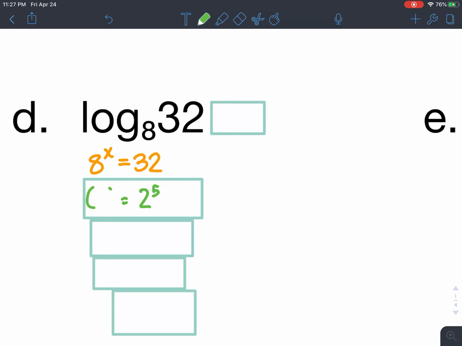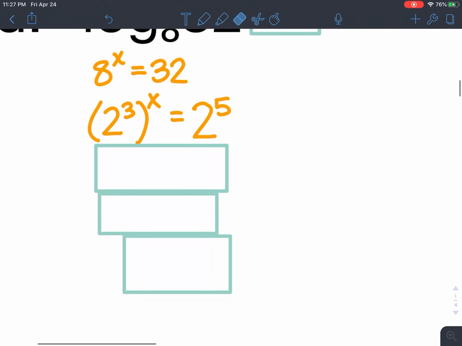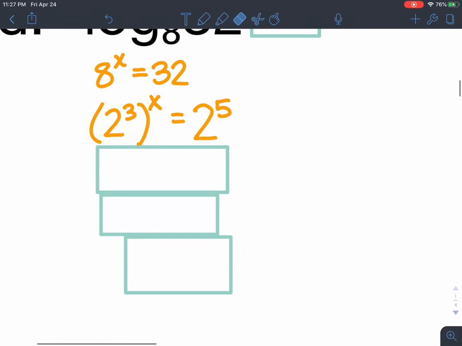And what do we know about 8? 8 is 2 to something also, isn't it? It's 2 to the 3rd. This is going to be helpful because now I'm going to have it in terms of 2's. So now all of the bases will be 2's.